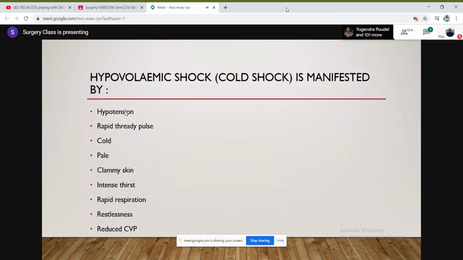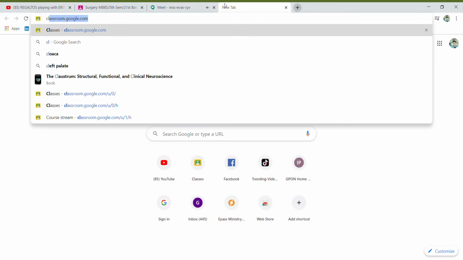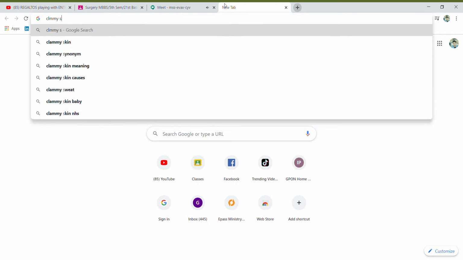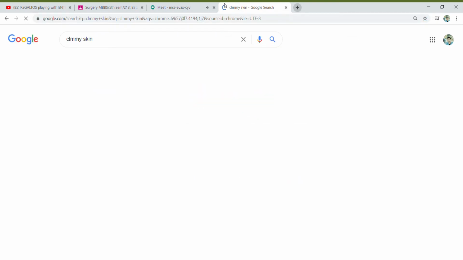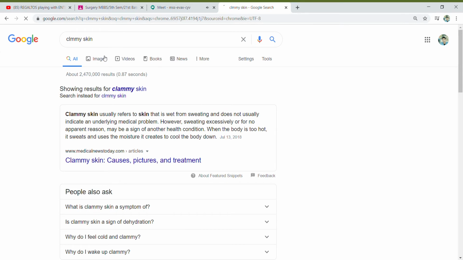If you look at the patient's face, it looks like the patient does not have any blood in the body, so it looks pale. Clammy skin. The skin is very clammy, a little kind of moist. And if the patient is still conscious, the patient will complain of intense thirst. And then there is rapid respiration, tachypnea. And restlessness. The patient is really restless.